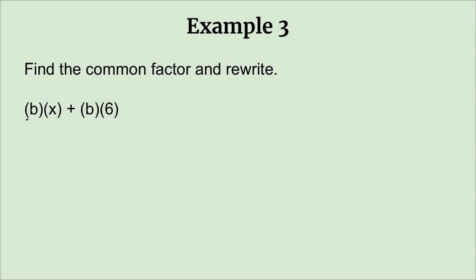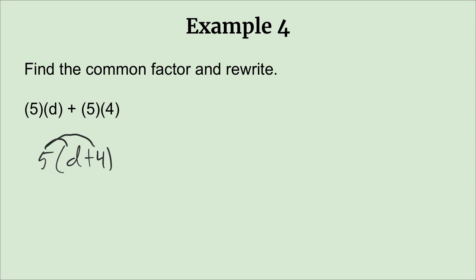So looking at these two terms, we've got bx and b6. They both share a b, so we're going to pull that b out of both of those terms. It's basically like we're dividing both terms by b, which cancel each other out. So we're left with a b on the outside, and then we've got x plus 6 on the inside. Both of these share a 5, so we're going to pull a 5 out, and you're left with a d plus a 4 on the inside. If you distributed this 5 back out, you would have 5 times d, which is 5d, and 5 times 4, which is what we started with.